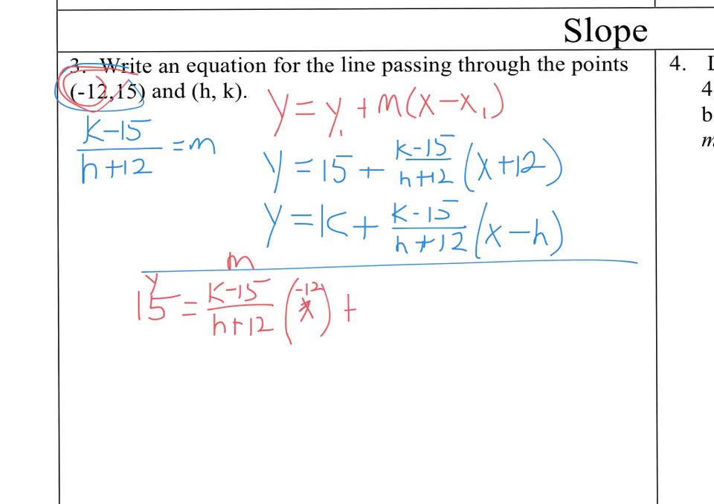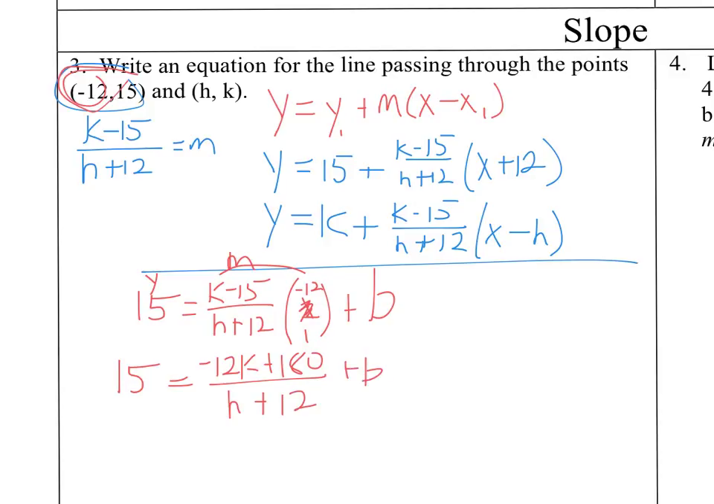Negative 12, and plus b, which is the thing we don't know. If I multiply this through, we end up with 15, remember that's negative 12 over 1, is equal to negative 12k. And negative 12 times positive 15, I want to say it's like 180, okay. Plus 180 over h plus 12 times 1, so we can leave that the same, plus b.